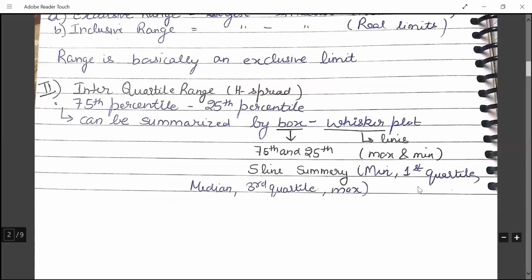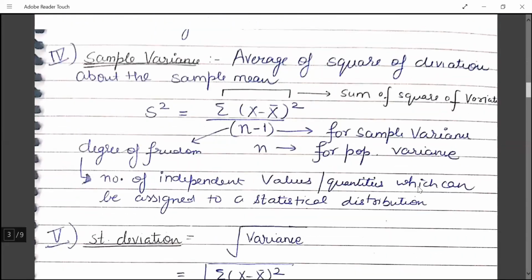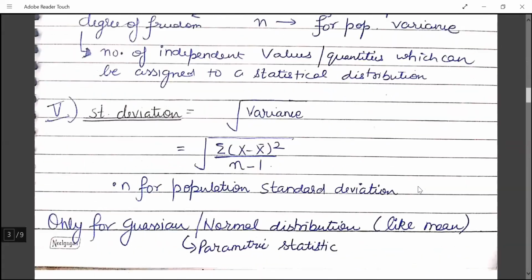Next we will come to our next measure, sample variance and standard deviation. First we will see standard deviation, and then we will calculate variance. Standard deviation is basically how much our sample is deviating from the mean.